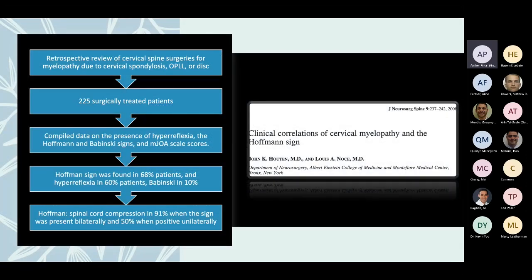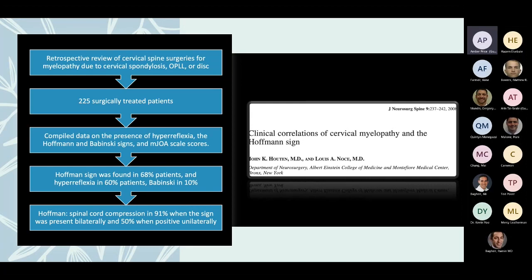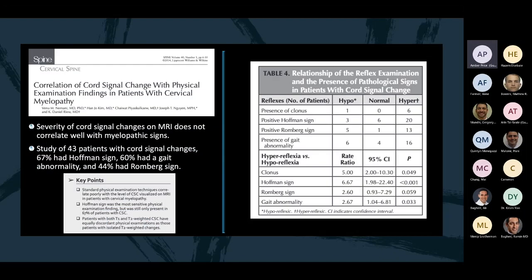This is another paper that looked at the clinical correlation of myelopathy and the Hoffman sign, evaluated 225 surgically treated patients and compiled the data on this. Hoffman's was found in 68% of patients, followed by hyperreflexia in 60% and Babinski in 10%. When Hoffman's was bilateral, there was spinal cord compression in 91% of the patients. So it's more sensitive and specific when it is present bilaterally.